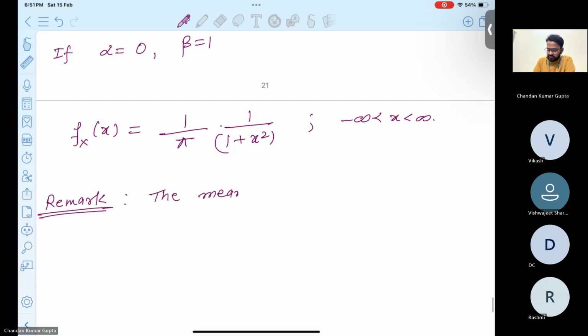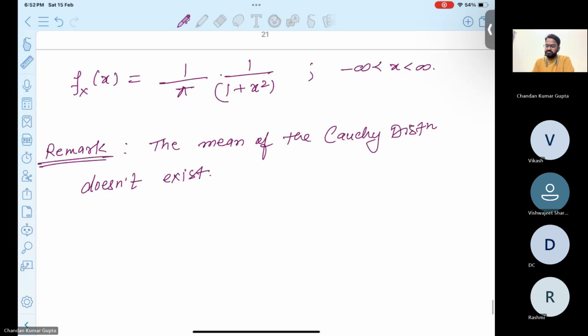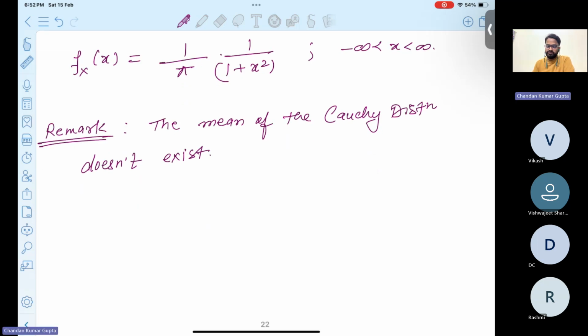The mean of this distribution does not exist. So besides the mean, we use the median and other statistical characteristics of central tendency for further discussion when we discuss the distributions.